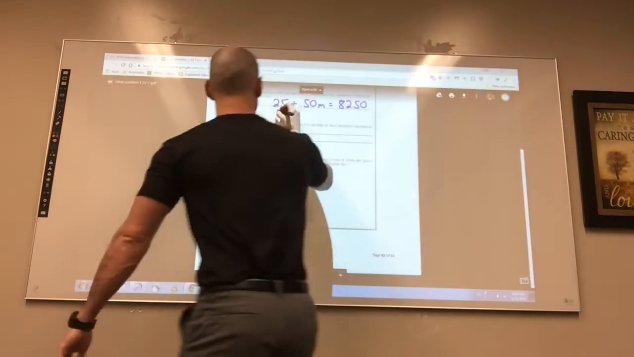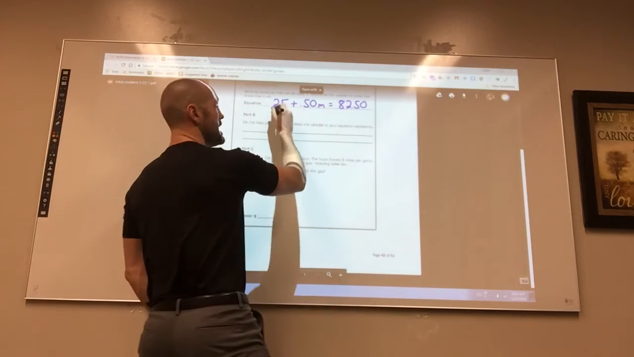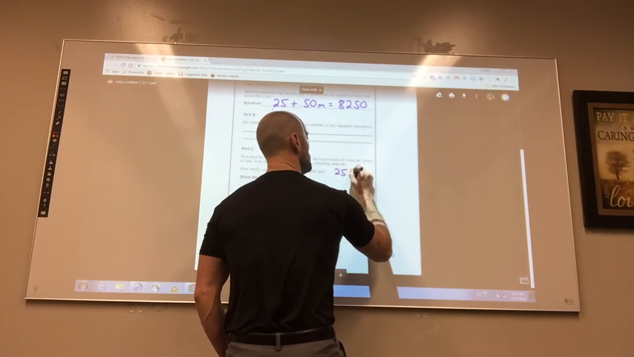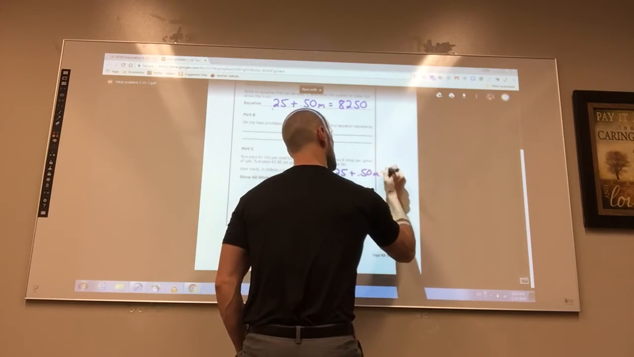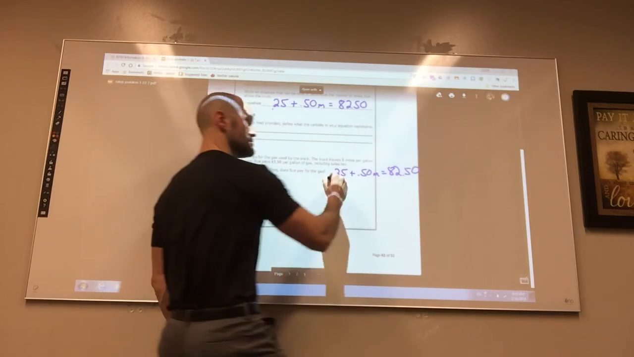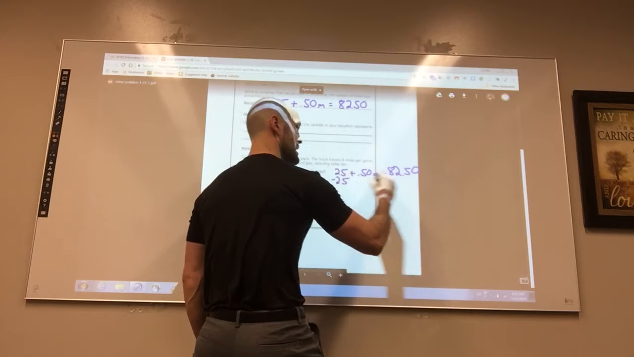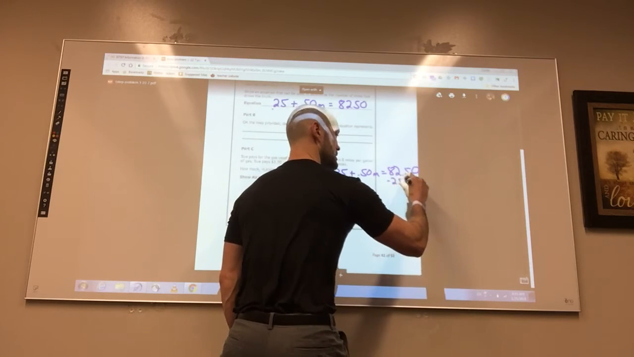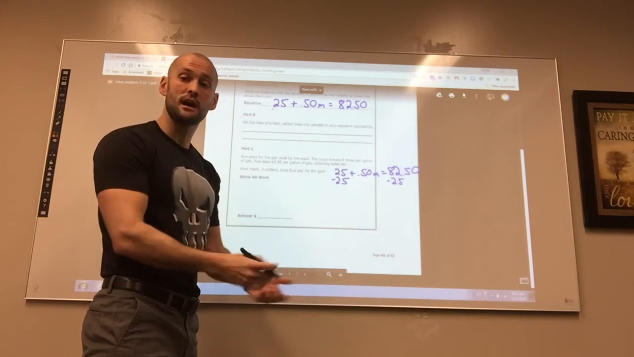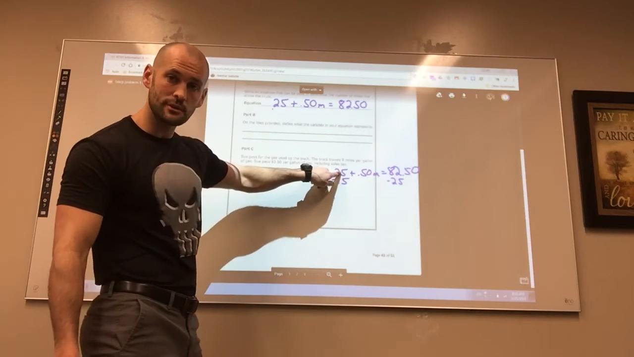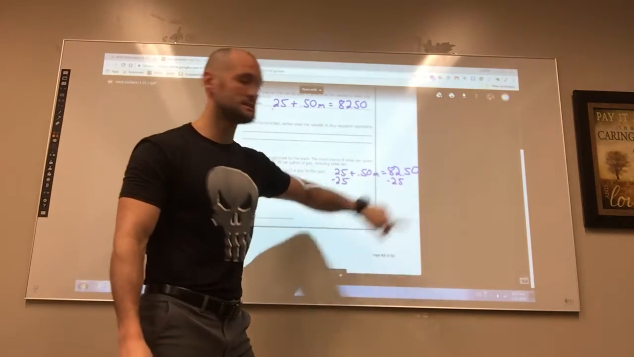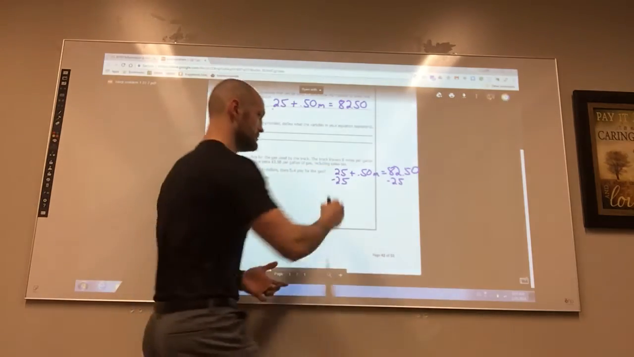From here, again, you can show work off to the side. I'm going to subtract. I guess I'll rewrite it first. We got 25 plus 0.50 m equals 82.50. I want to solve for m, so I subtract 25 from each side. Because remember, to move something across the equal sign, you have to do the opposite, or the inverse operation. The opposite of adding 25 is subtracting 25, and what you do to one side, you must do to the other. It's all about equality.